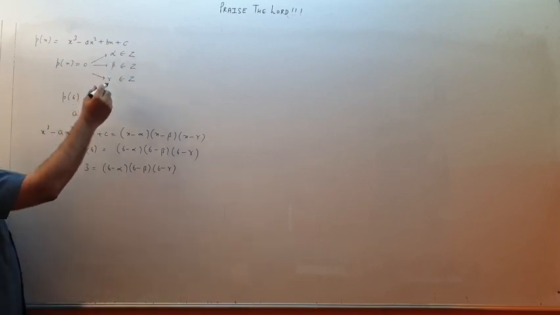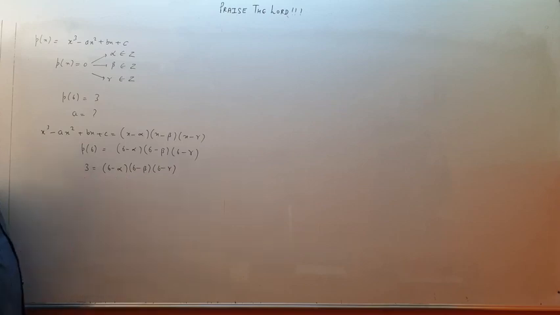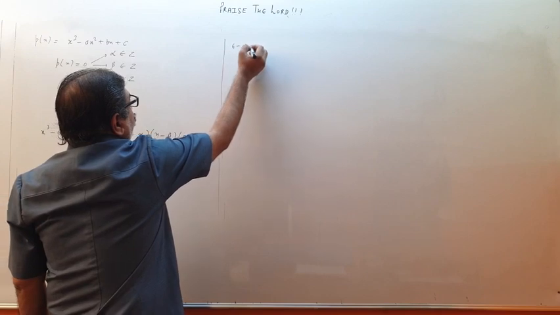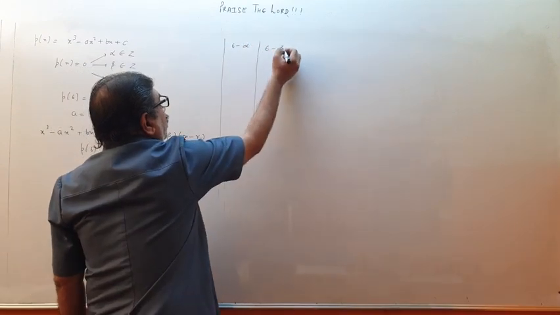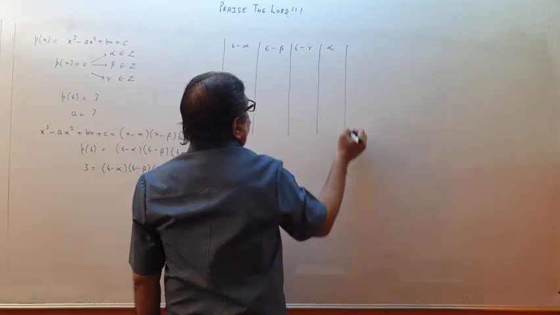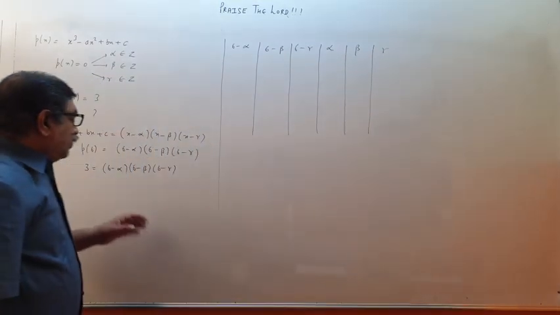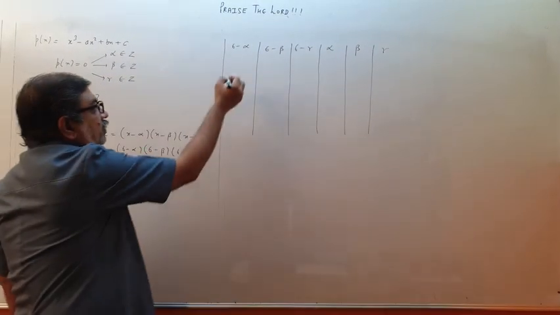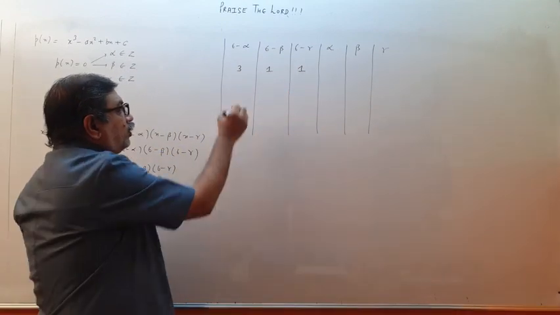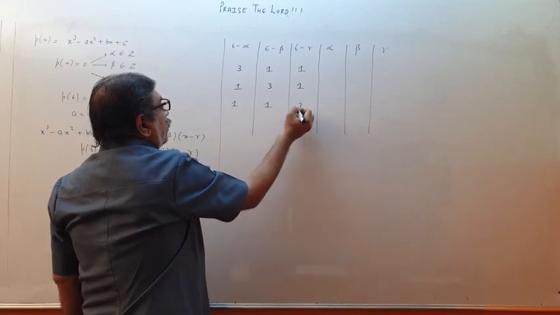Now all these 3 are integers, so this also will be integer, integer, integer. Product of 3 integers is 3. So let me see what values these integers can take. I am having 6 minus alpha, 6 minus beta and 6 minus gamma, and correspondingly what can be alpha, what can be beta and what can be gamma. See, for product to be 3, I can take as options 3, 1 and 1. Product will be 3. Or you can take 1, 3 and 1, or you can take 1, 1, 3.